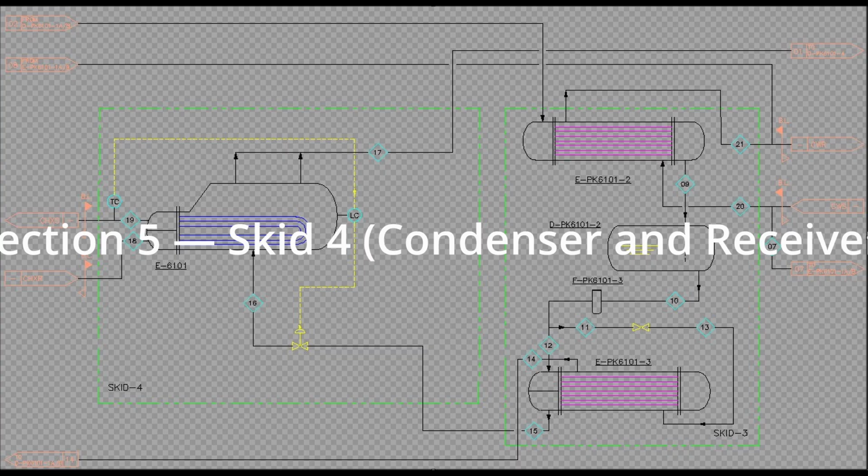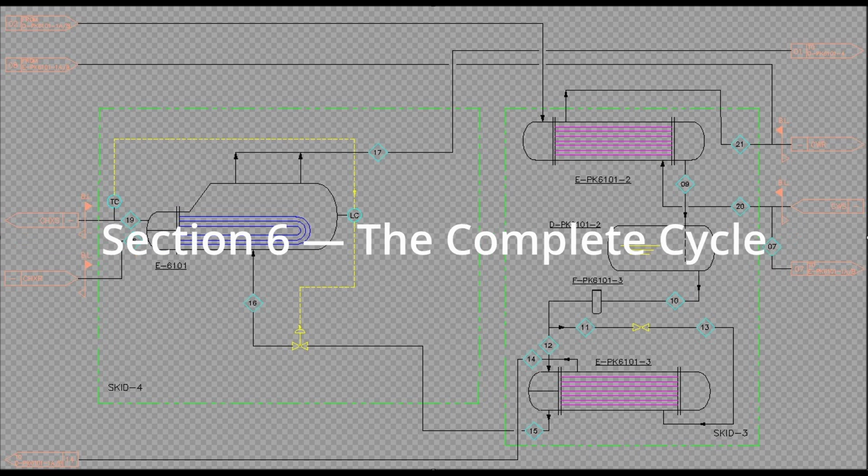Section 5, Skid 4, the condenser and receiver. After compression, the refrigerant is carrying significant heat. It must be cooled and condensed before returning to the evaporator. This is handled in the condenser skids. The condenser rejects heat to the environment using air coolers, water coolers, or shell and tube condensers, depending on the system design.